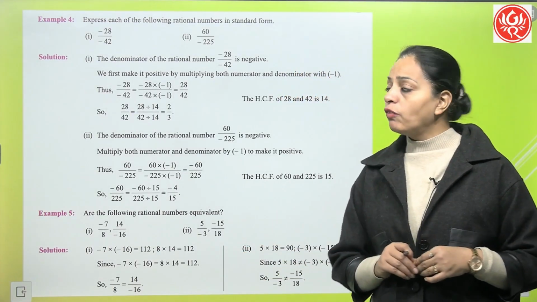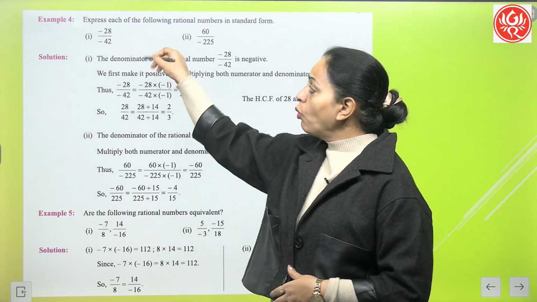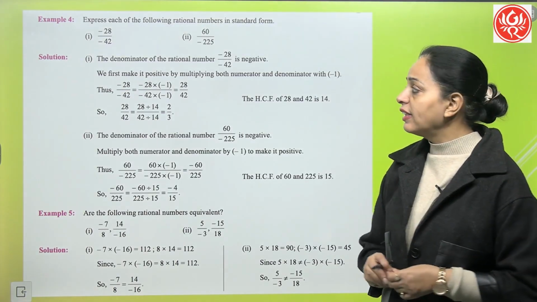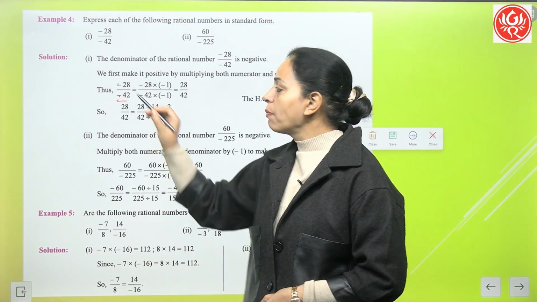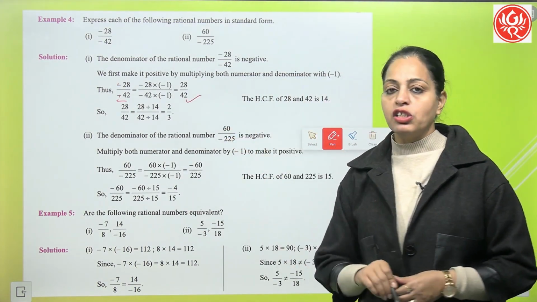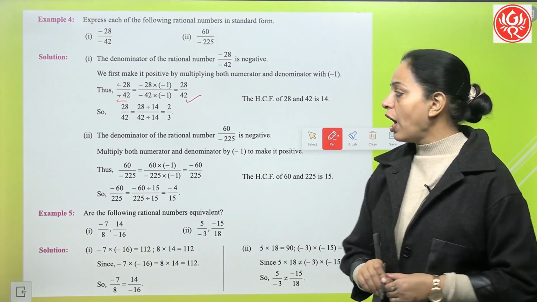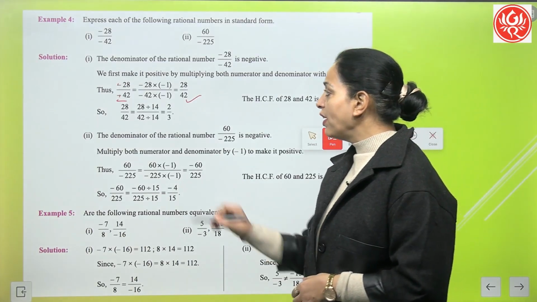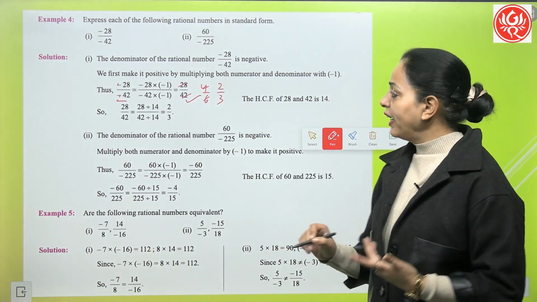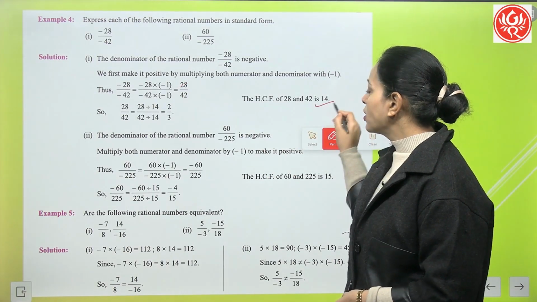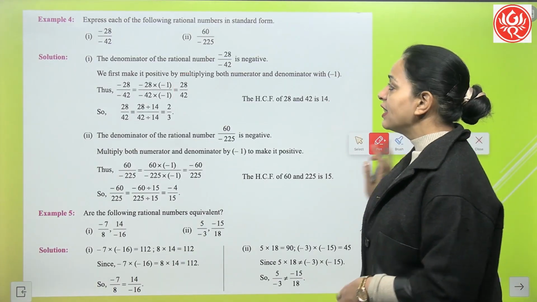Example 4. Express each of the following rational numbers in standard form. Standard form means the denominator is positive and both numbers don't have any common factor other than 1. So see, minus 28 and minus 42. Both have a minus sign, so it becomes positive, right? 28 upon 42. They are multiplying by minus 1 and minus 1, then they are positive. Now 28 and 42 both are cancelled by 7. So cancel by 7, 4 by 6, and then cancel by 2. Or directly you can do it: the HCF of 28 and 42 is 14. So cancel both by 14. Answer is 2 upon 3. I hope this is very much clear to you.